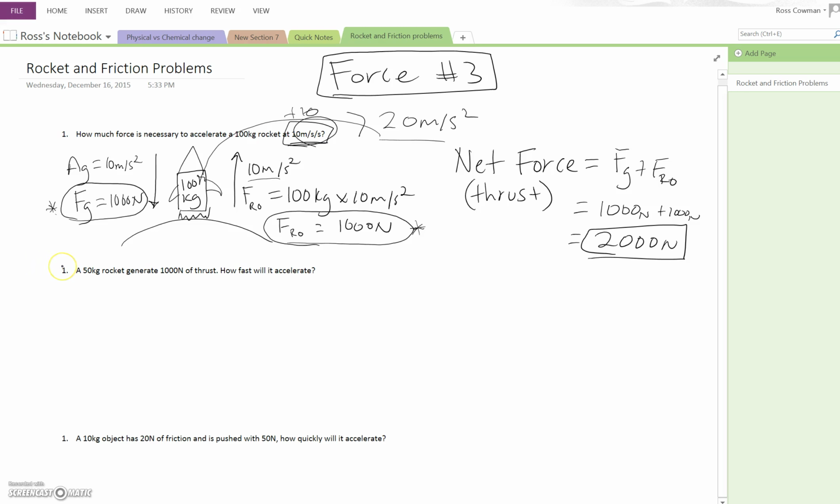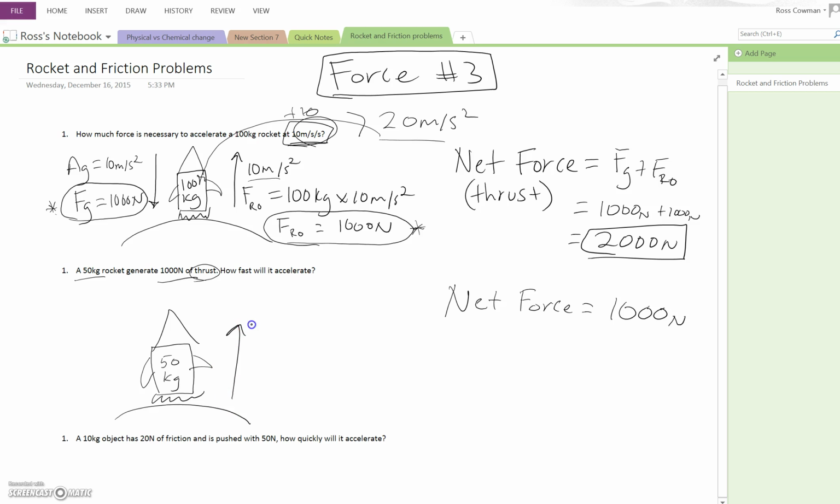For this problem, it should say number 2, but my numbering got messed up. We've got a 50 kilogram rocket that generates 1,000 newtons of thrust. How fast will it accelerate? So, drawing our picture, this rocket's even uglier. Here is my rocket. It is a 50 kilogram rocket. And the thrust, or the net force, is going to equal 1,000 newtons. How fast will it accelerate?